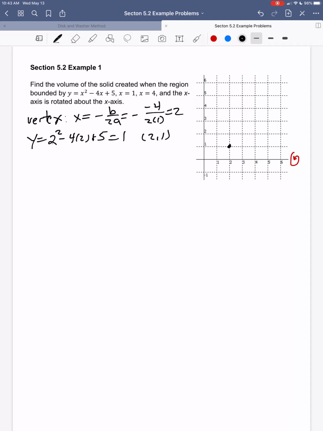All right, now what about some other points? If I let x equal 1, then y is 1 squared minus 4 times 1 plus 5. 1 minus 4, negative 3, plus 5 is 2, so we would have the point (1, 2) on the parabola. And if I plug in 4, we would get y is 4 squared minus 4 times 4 plus 5. So 16 minus 16 is 0, plus 5 is 5. So I get the point (4, 5).